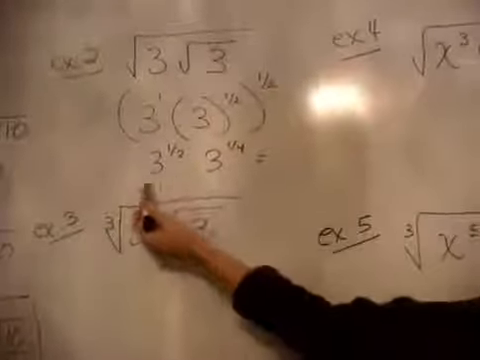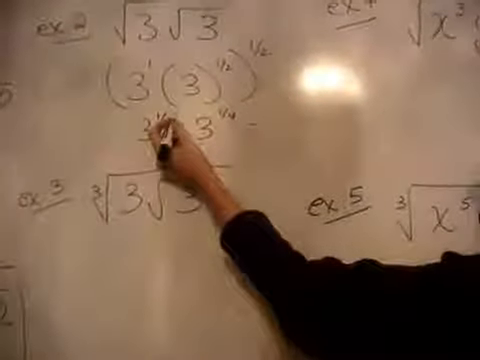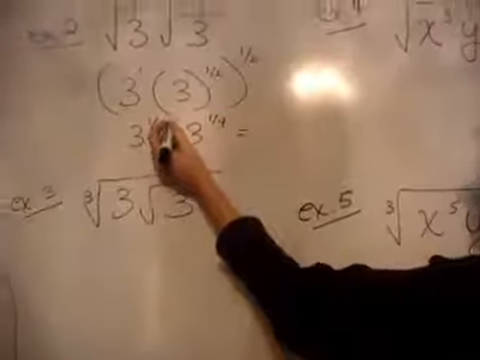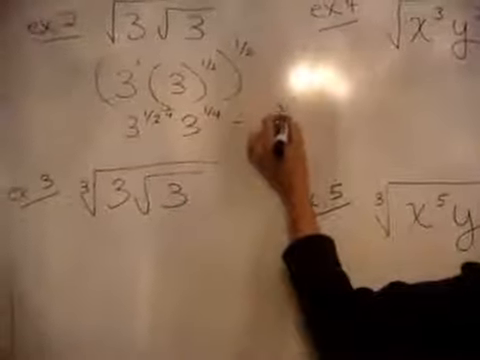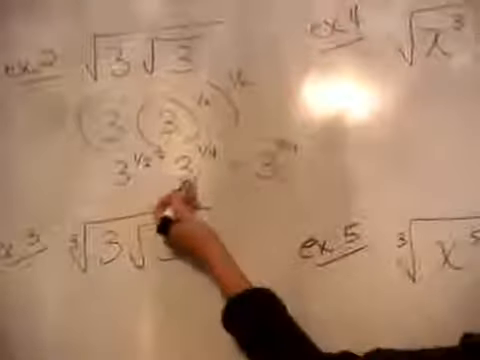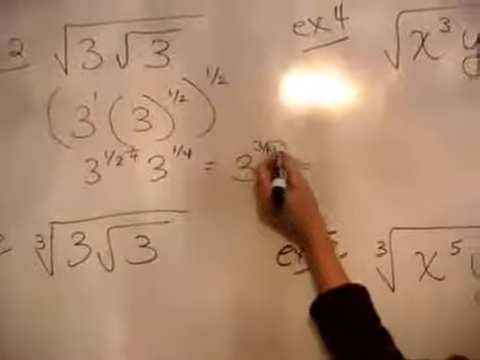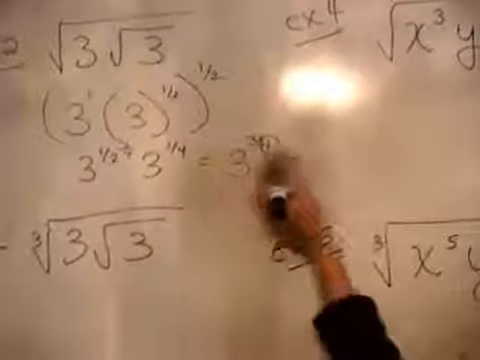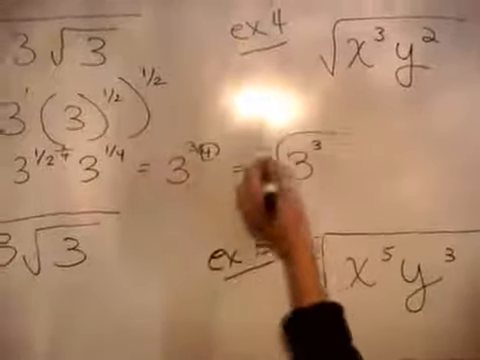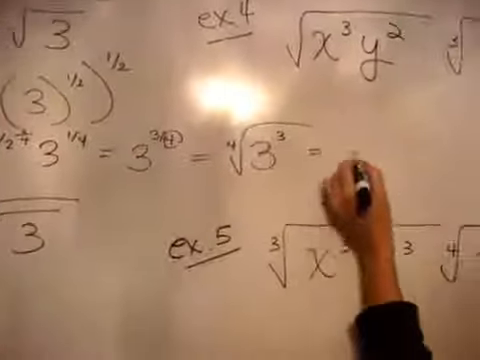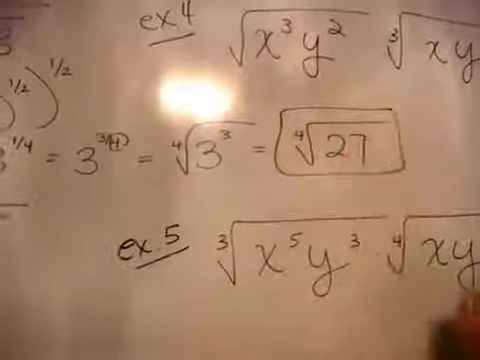Now we have the bases are the same. If the bases are the same, we're going to add the exponents. So I'm going to make the denominators the same. So this is going to be 2/4. So the answer is 3 to the 3/4. Okay, so the bases are the same. We added the exponent, so we get 3 to the 3/4 power. Remember, this is what goes on the seat. This is the power. So we can write it like this: 3 to the 3rd, because that's the power, to the 4th root. And that would simplify into the 4th root of 27. And that's your final answer.